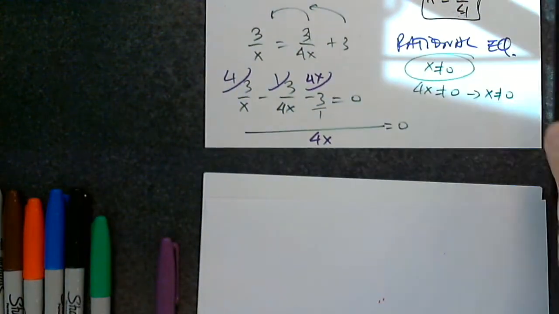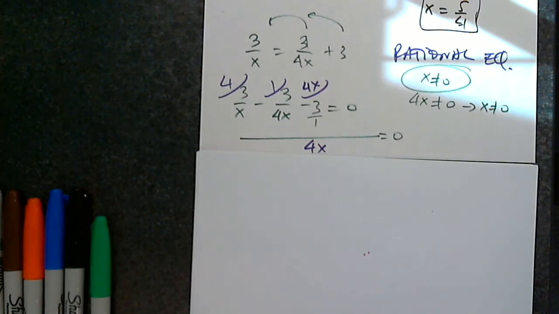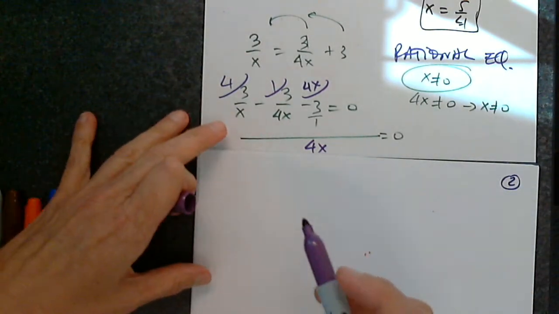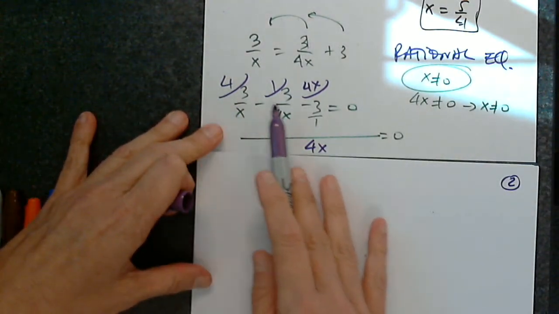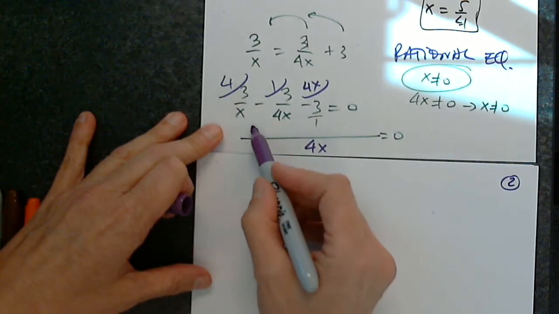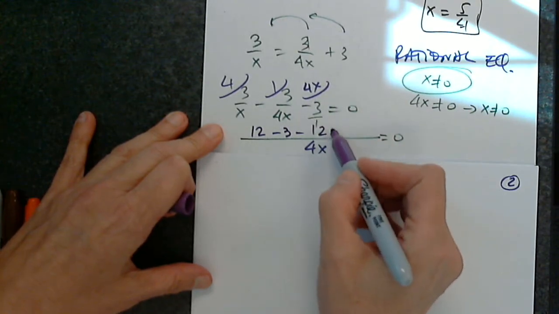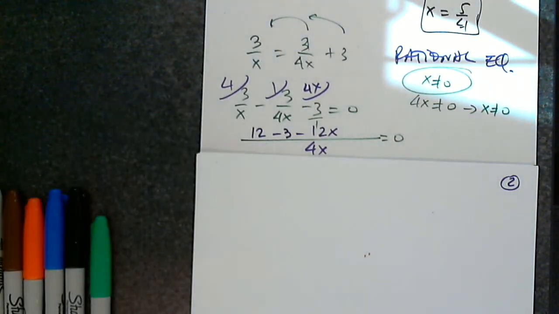The next step would be to not simplify, but combine like terms, but you have to write them first. 4 times 3 is 12, minus 1 times 3, which is 3, minus 12x. Do we agree with 12 minus 3 minus 12x?